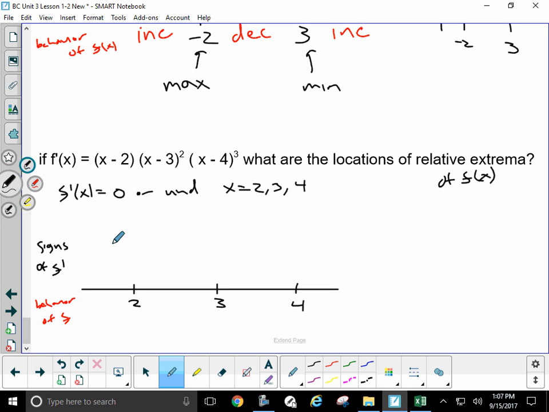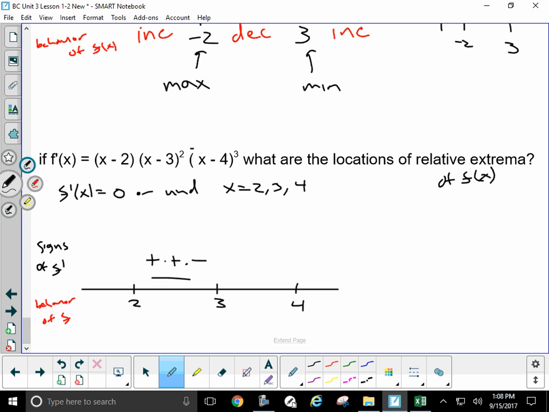Okay. We have the critical points. Now we need to see the signs of f prime between our critical points. So I'm going to plug in a value, like 2.5. If I plug in 2.5 into f prime, am I going to get a positive or negative? Well, let's see. I got 2.5 minus 2. That is a positive. I got 2.5 minus 3, which is a negative. But that negative is going to be squared, so that's a positive. I have 2.5 minus 4, which is a negative, cubed, which remains a negative. So I have a positive times a negative.